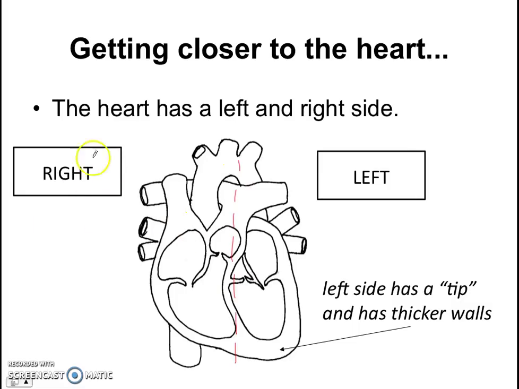And the other side would be the right side. So here's the left half, and here's the right half. Now the left side is also the side that usually has thicker walls. One way to remember this is that the left side is the tip, because left starts with L, and L looks a bit like a pointed tip, right? So the left side is the side with the tip. Label this side as the left, and this side as the right.